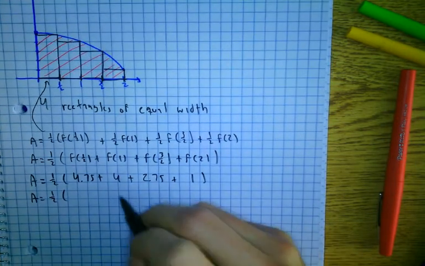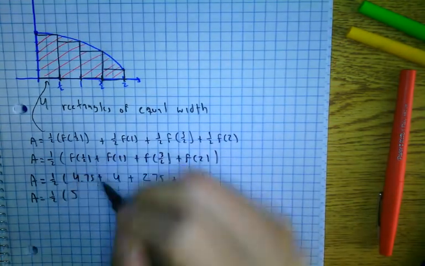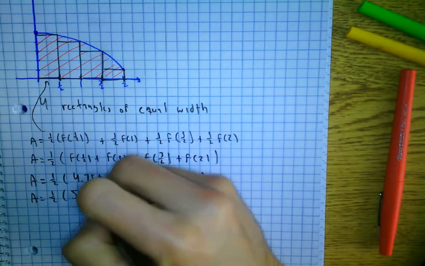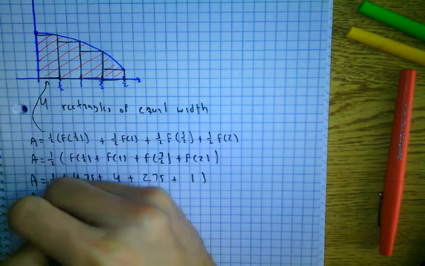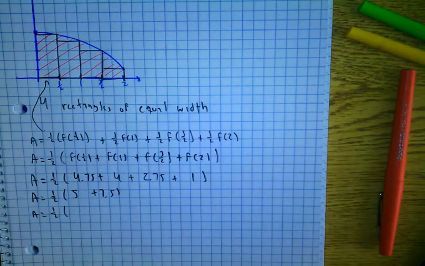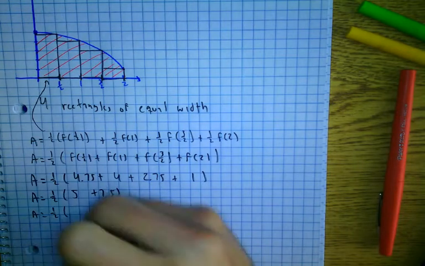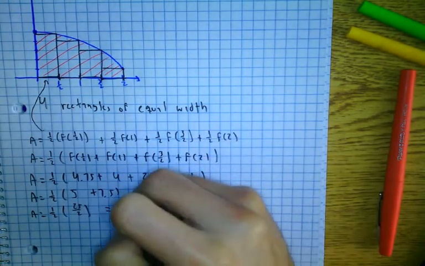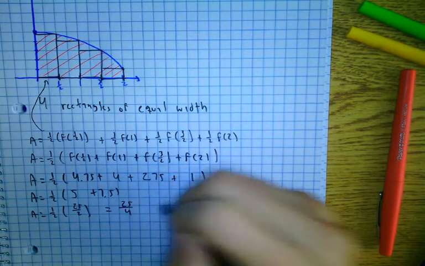So what do we got going on? So we got 4 and 1, that's 5, right? And then 4.75 and 2.75 would give us what? 7.5. So area would equal 1/2 times, okay, so 7.5 and 5 would be 12.5, and I'm going to turn this into a fraction. So 12.5 would be how much? 25 over 2. 25 over 2 times a half would equal 25 over 4.